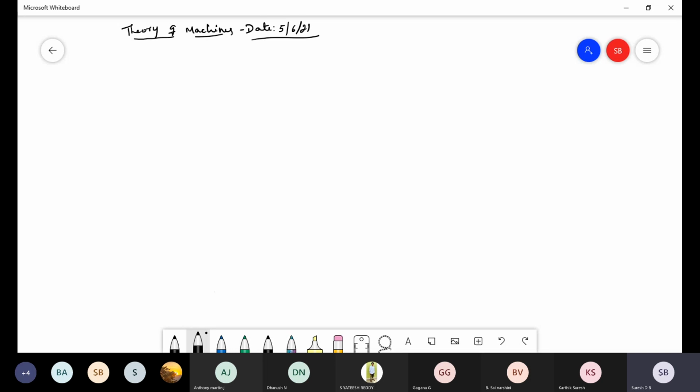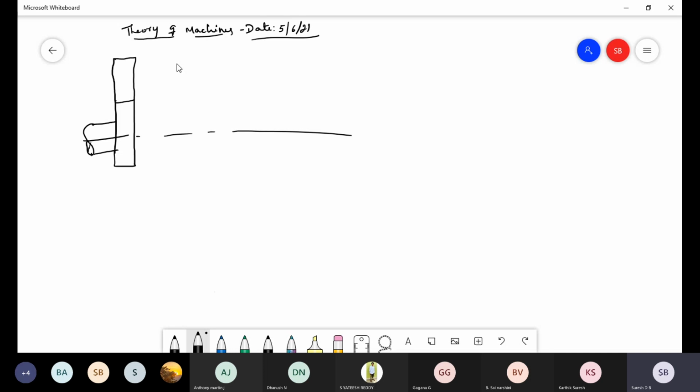This one is the given data. According to this data, you can find out the torque required by the gear S2. First, you can write the gear train. This one is the center axis of the gear. This one is the shaft, the input shaft.